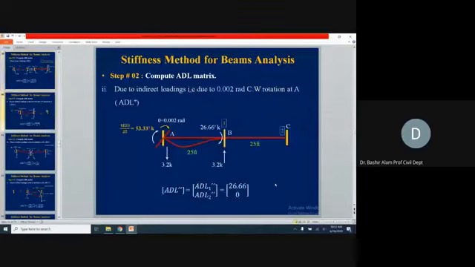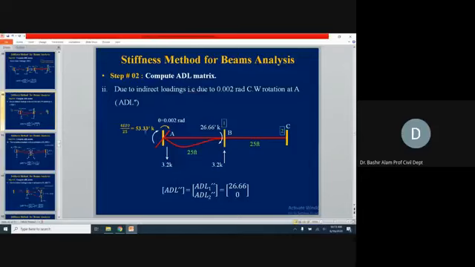Next now, we need to take the actual rotation which was at support A, and it is provided to the basic determinant structure. So this is also a kind of loading, which is the indirect loading. Clearly, if you see step number 2, part 2 is due to indirect loading, which is 0.002 radian clockwise rotation at A. And the values we will be getting will be ADL double prime.